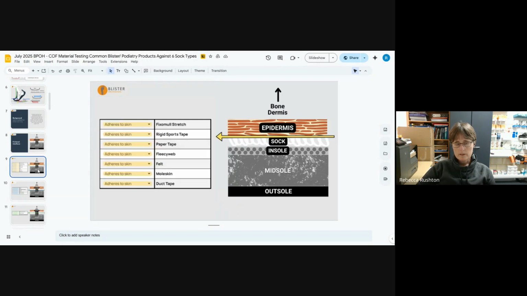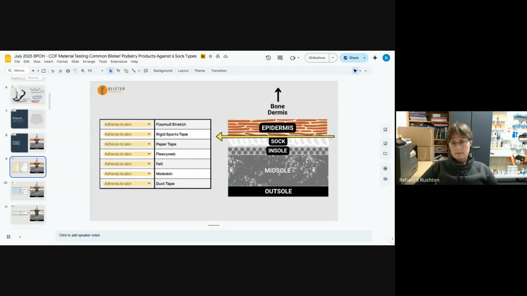Now, with the material testing that I did, I looked at several of these interfaces. So I've got a bunch of tapes or adhesive products that we stick to the skin, hoping for a blister prevention effect. So what we're doing here is, when we apply Fixomull or rigid sports tape or paper tape or any of these, and we stick them to the skin, we are trying to change the skin sock interface into a tape sock interface.